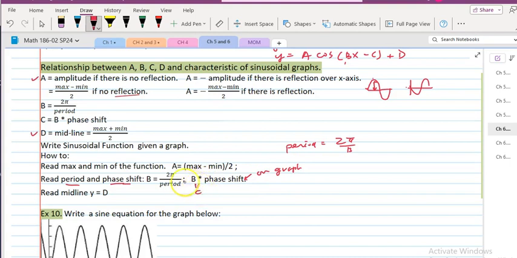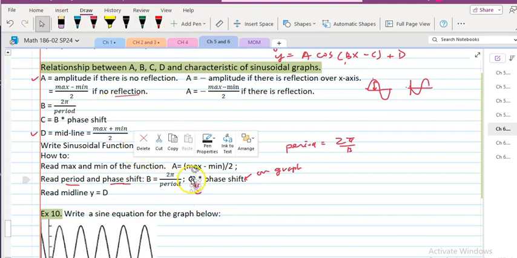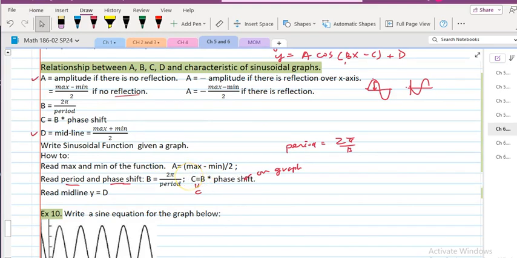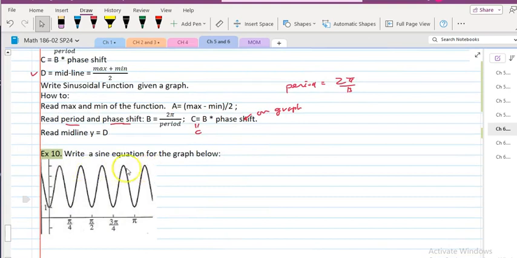So this is equal to C. I should say C equals, and this is B equals. Yeah, I think I'm going to add this back as C equals B times phase shift. Okay, so phase shift is read off from the graph. If possible, you can also read the midline D. If not, you can calculate it.